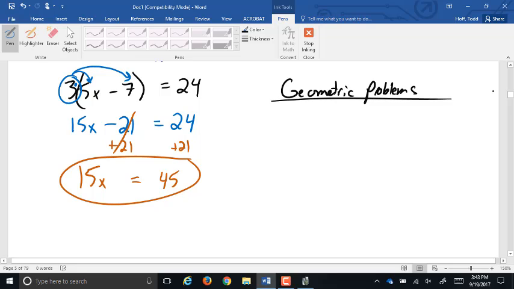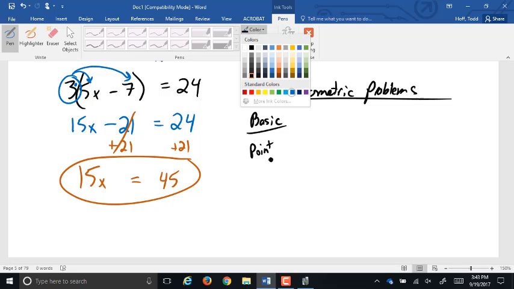And to deal with geometric problems, of course, we have to come up with some of our geometric shapes, our geometric constructions, we call them. And in geometry, the most basic item that there can be in geometry is this thing right there, a dot. It's called a point. And all it is, is a location.